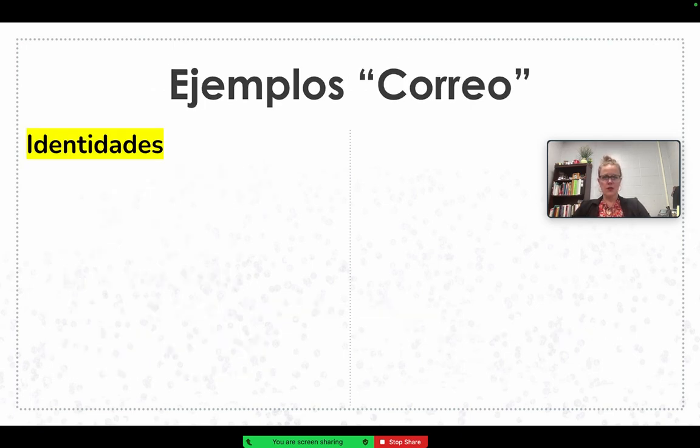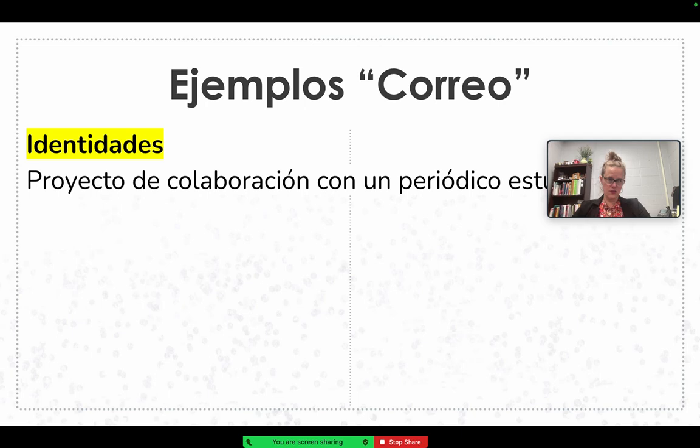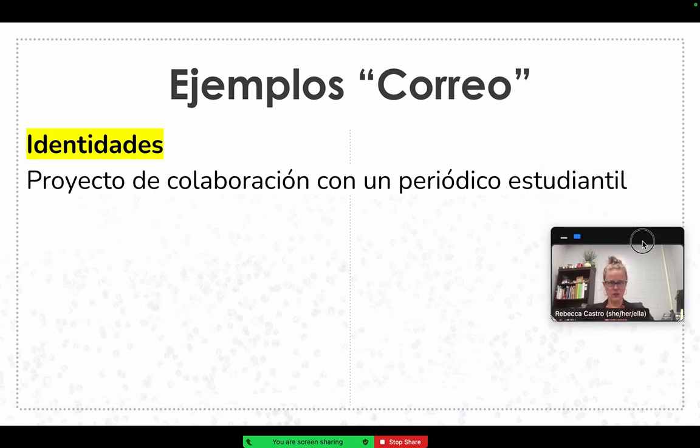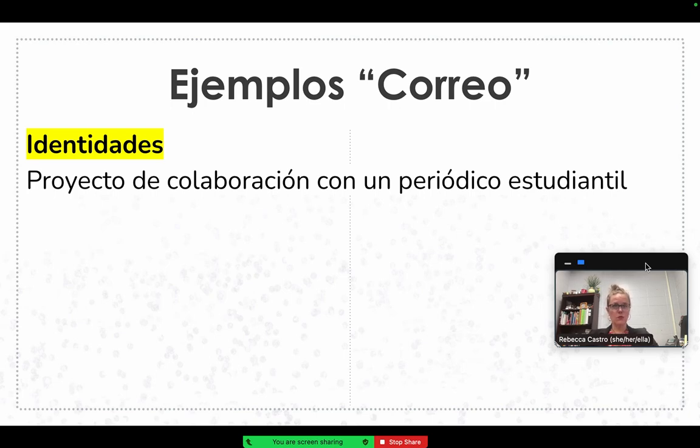Okay. Correo, so these are the last 3 years worth of examples. The first one from 3 years ago, the topic was un proyecto de colaboración en un periódico estudiantil. So that was pretending you were going to be participating in a collaboration project about the newspaper.